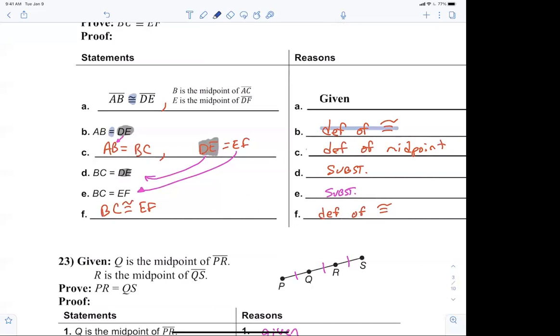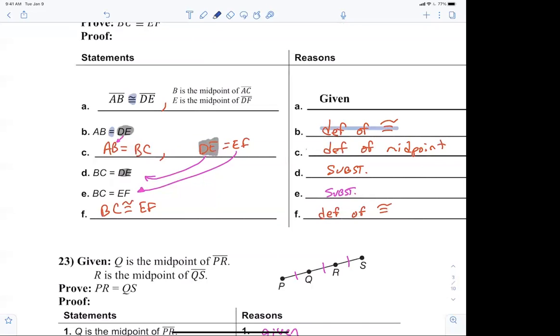This is early, when you don't have control over the statements. For B, because you're changing it to an equal sign, I thought it would be definition of equality. I can't help that. So how do you know when to change it? It's always definition of congruence.